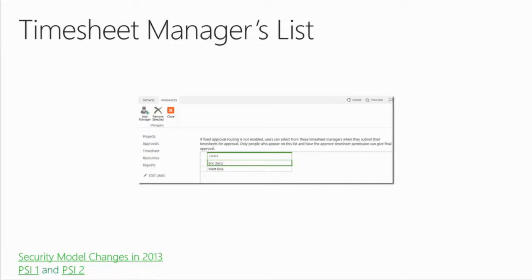So in PWA settings, under time and task management, there's a heading there for timesheet managers, which leads to this page where you can specify your timesheet managers. For customers who have more advanced configuration needs, there's a PSI method available for this list, so you can find further documentation on the interface available on the other two PSI 1 and 2 links at the bottom of the slide. So basically with this, for non-fixed approval routing, you can now set a list of approvers directly in the UI and allow end users to select from the options of timesheet managers.